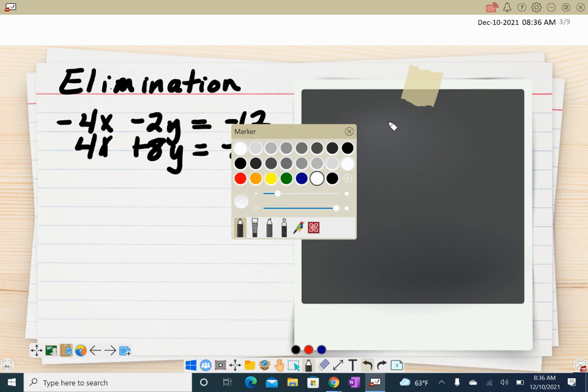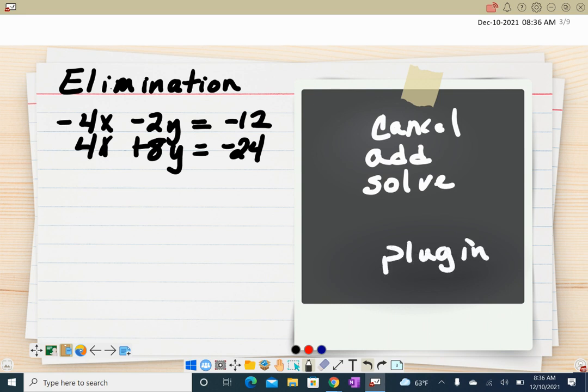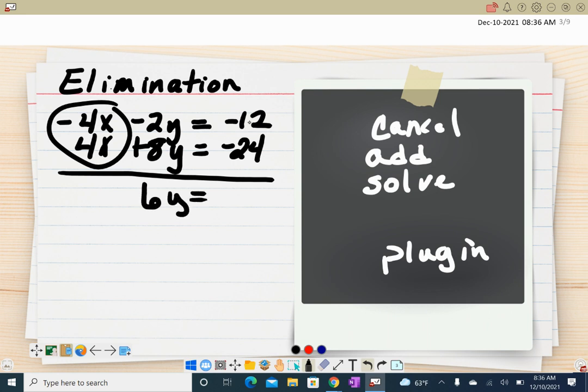And again, cancel, add, solve, plug in. All right, cancel. Who's going to cancel? Those 4's cancel each other out, so they're gone. Negative 8, negative 2y plus 8y gives me a 6y. Negative 12 plus negative 24 gives me a negative 36. Divide both sides by 6, and y equals negative 6.